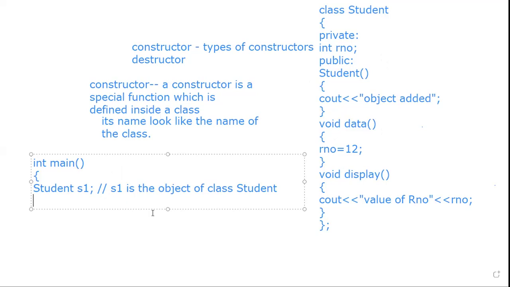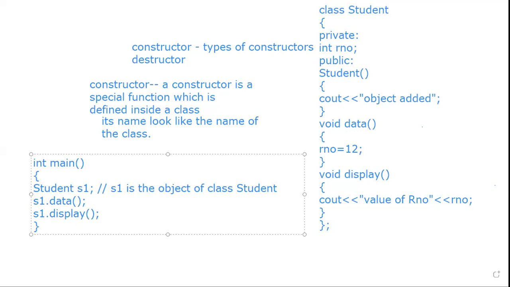Now, what is the next one? I want to access the data. The data is accessed here with the help of the function called data. I will say here s1.data. Simple. When I call this, the object s1 calls the method data which is already created in the student class. Now, I will say here s1.display.